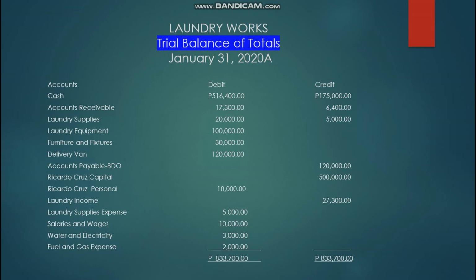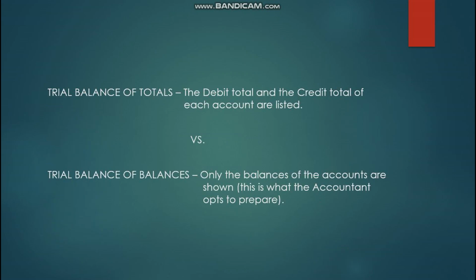833,700. However, the accountant opts to prepare the trial balance of balances than the trial balance of totals. So, what is the difference between the two? In the trial balance of totals, the debit total and the credit total of each account are listed just the way we did. While in trial balance of balances, only the balances of the accounts are shown. This is what the accountant opts to prepare.